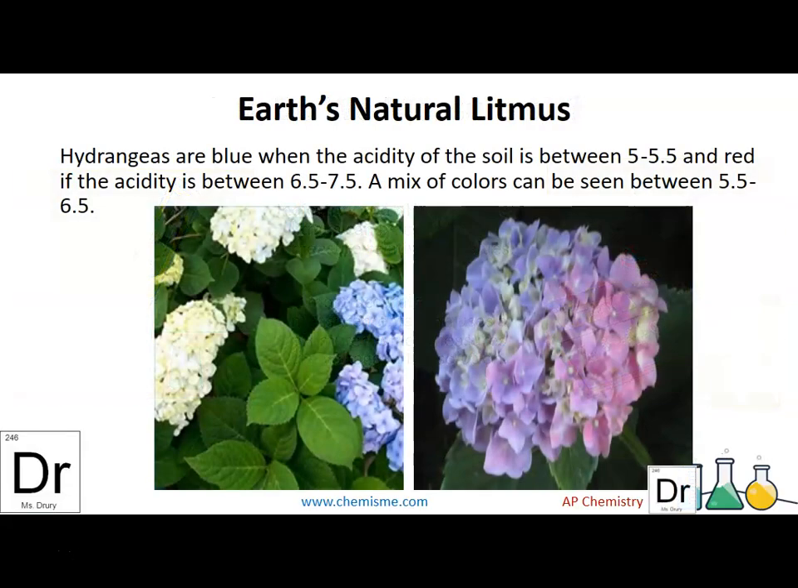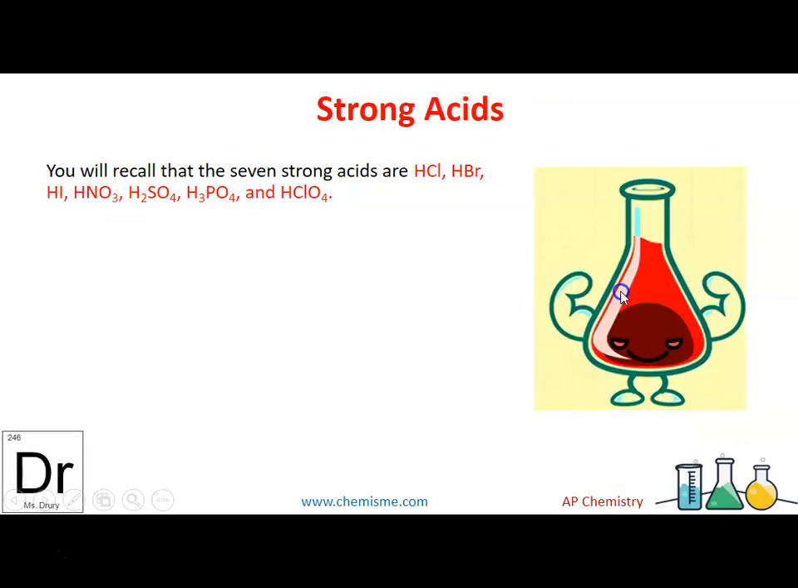Earth also has a natural litmus. Hydrangeas are blue when the acidity of the soil is between 5 and 5.5, and red when the acidity is 6.5 to 7.5. And a mix of colors can be seen anywhere in between, which is actually counterintuitive because, if you remember, this is an acid value and it's turning blue, so it's the opposite of litmus. And this is a more basic value and it's turning red, so it's the opposite of litmus, but it is still cool that it changes color with the pH.